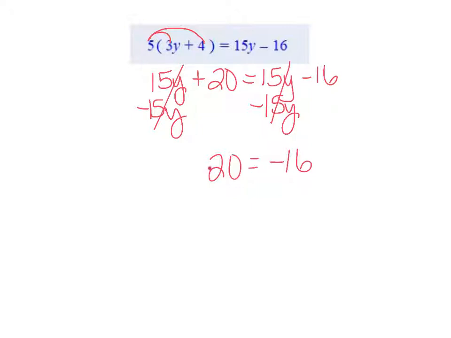And my job then is to look at the statement that's left after the variable drops out and decide, is that true or is that false? Well, I'm going to say in this case that 20 does not equal negative 16. That's a false statement. What that means to me is that there aren't any values for y that I could ever plug in that's going to make this original equation true. So this would be a no solution kind of scenario.